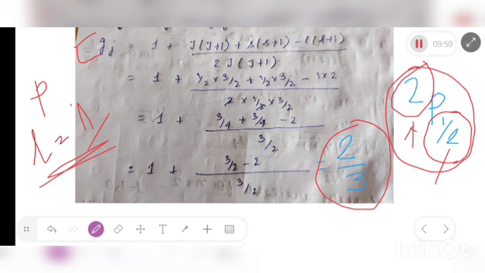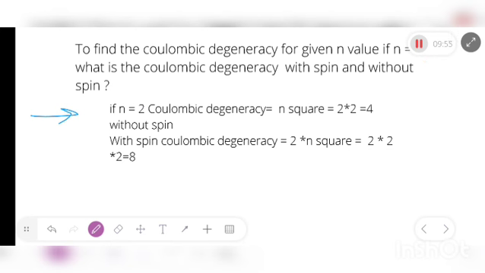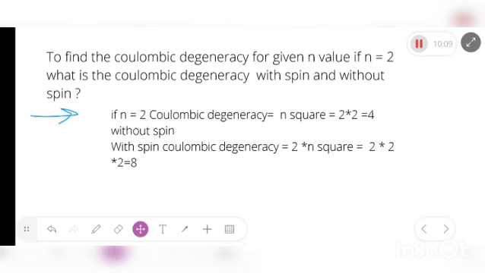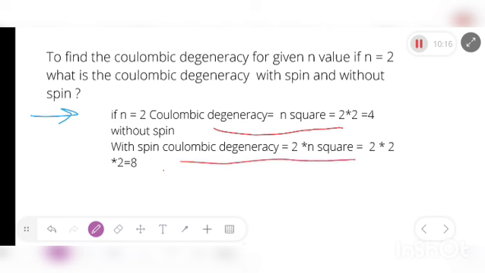Okay. Next question. To find the Coulombic degeneracy for a given n value. If n equals 2, what is the Coulombic degeneracy with spin and without spin? For n equals 2, the formula is Coulombic degeneracy equals n squared without spin. And with spin, if we are considering, then Coulombic degeneracy is 2 into n squared. Here it's given n equals 2, so n squared equals 4 without spin, and with spin just multiply it by 2, we will get 8.